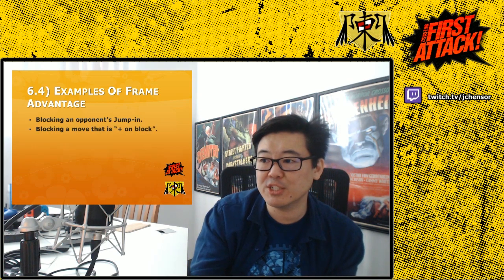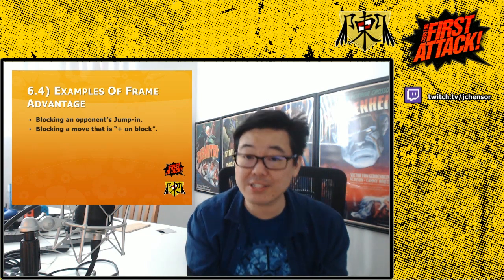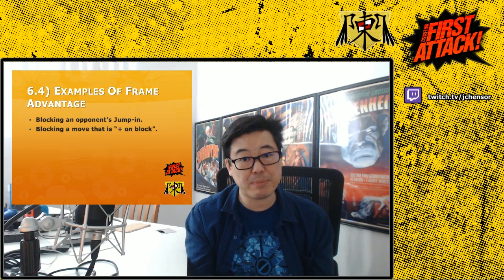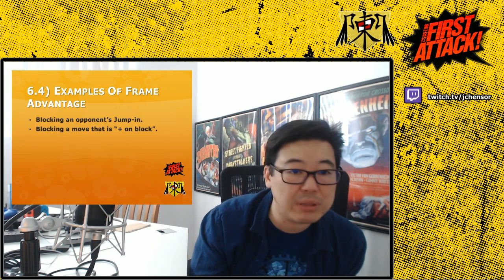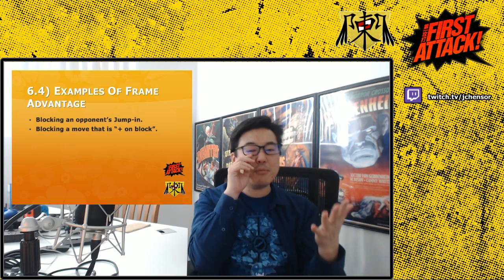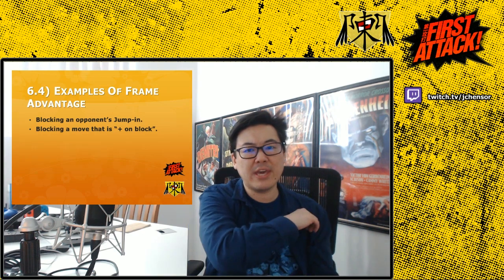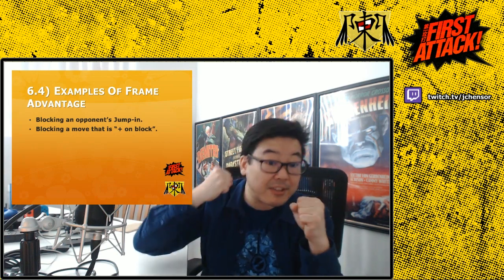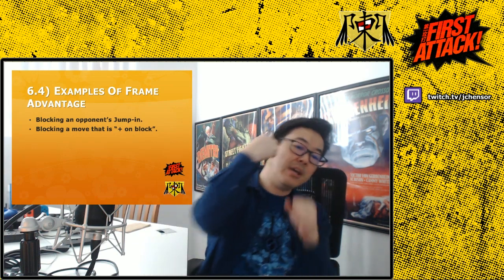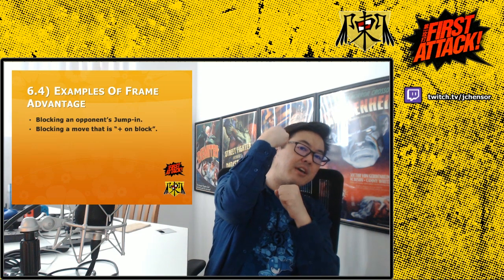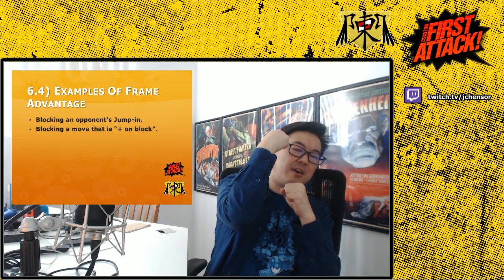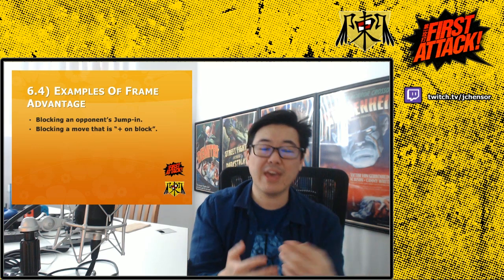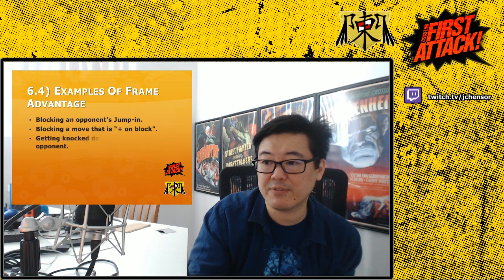Another example of this is blocking a move that is plus on block. Again, we will talk about frame data coming up in a future episode, but the concept of being plus on block is that there are some moves that are just so fast that when they hit you, they go attack and then they're done. But your character gets put into a block stun and you're stuck in a block stun for just a little bit of time, but they recovered before you did. And if they do, they have frame advantage. So that's another frame advantage situation.